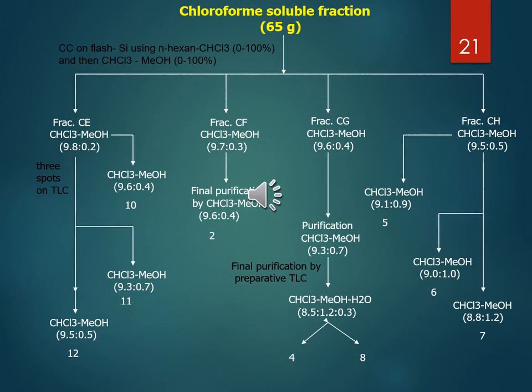The fraction CG is subjected to column chromatography over silica gel eluting with 9.6 to 0.4% chloroform-methanol. In this way we obtain a mixture of two to three compounds. That mixture is further subjected to column chromatography over silica gel, eluting with 9.3 to 0.7% chloroform-methanol. In this way we obtain two compounds, compound number 4 and 6.